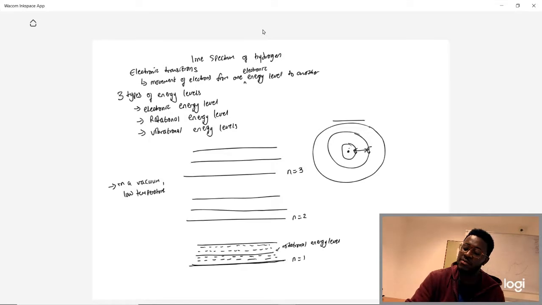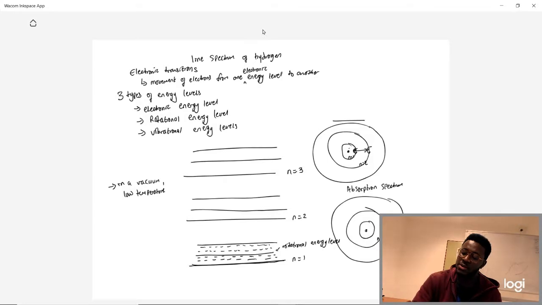So when it's going from n equal to 1 to n equal to 2, is it excitation or relaxation? Excitation, exactly. So it's absorbing energy, right? So this can be seen in the absorption spectrum. What about the opposite? If it's going from n equal to 2 to n equal to 1, this is relaxation. So this can be seen in the emission spectrum.